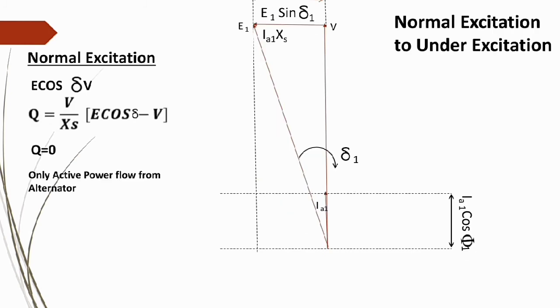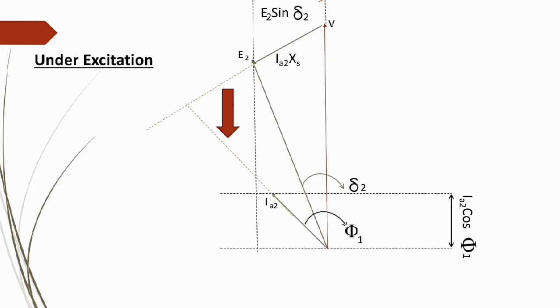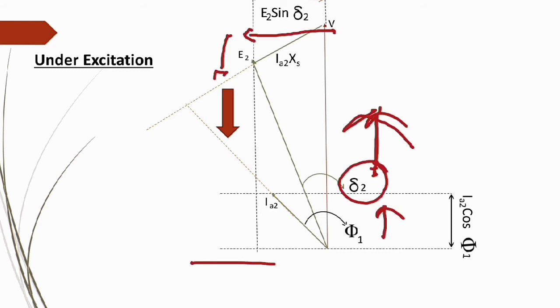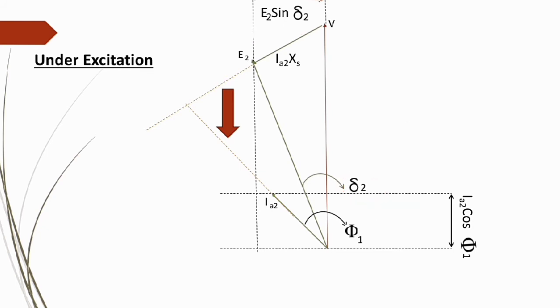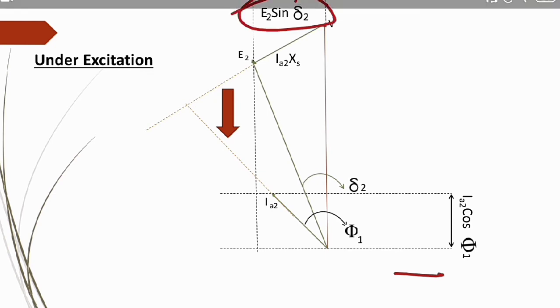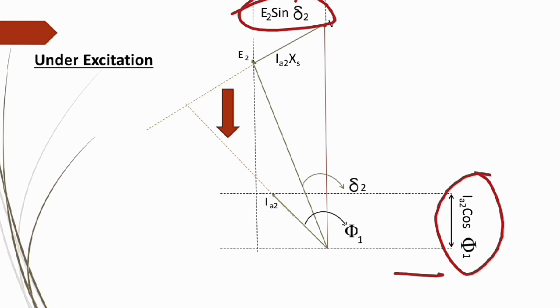You see the value of del 1 is looking smaller, del 2 is 0. And the third one is the value of EMF. The value of EMF reduces. The power factor reduces here. You all have clearly seen what happens here. And through this we will also maintain E2 sin del 2 constant, and I2 cos phi 1 should be constant here. We will also maintain this.